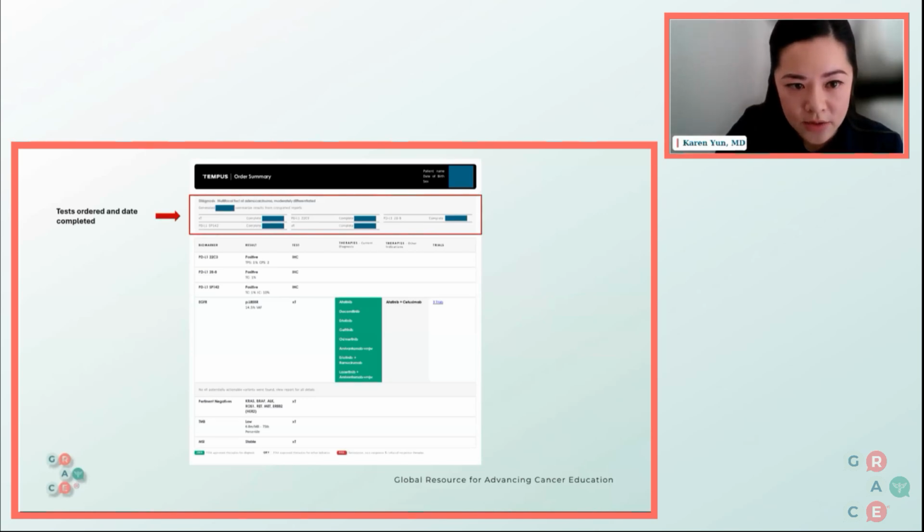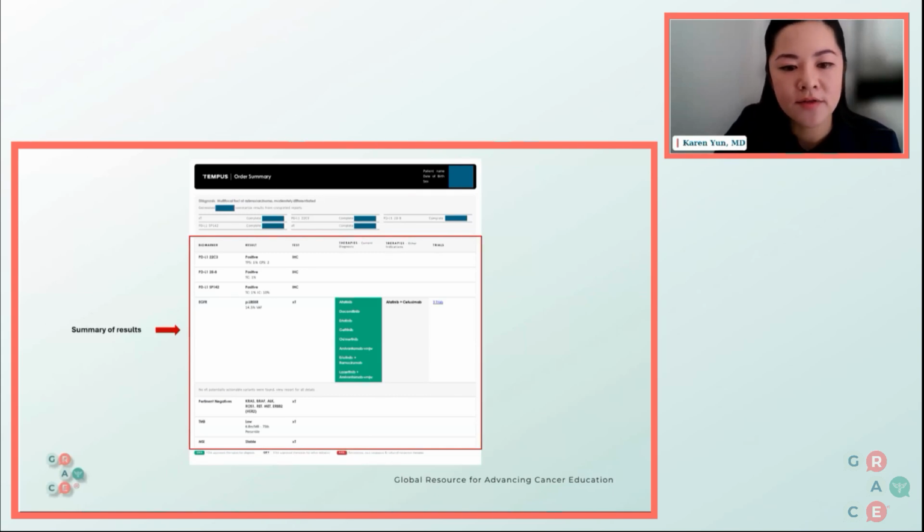Here, what you can see is that there's a number of tests that were ordered. For example, when we send tests to the company Tempus, the XT refers to the DNA sequencing and the XR refers to the RNA sequencing. And then the bottom part of this summary shows the overview of what the results are. So here, what we can see is that as far as the biomarkers that came up on this test, they're listed here in the middle of the page.